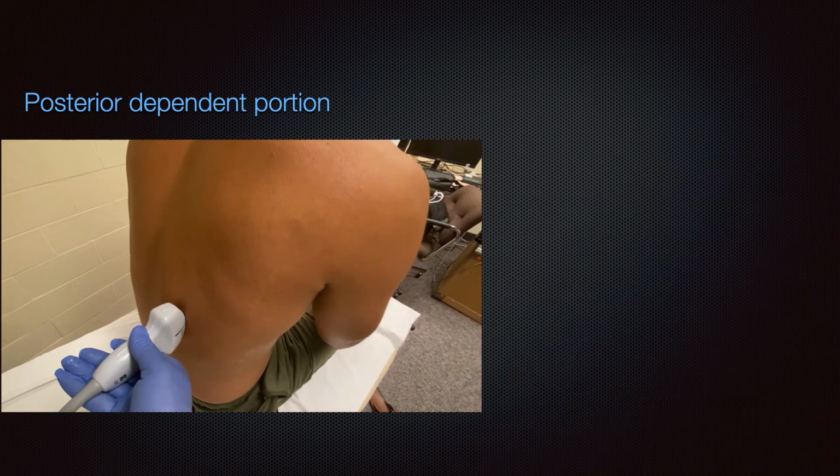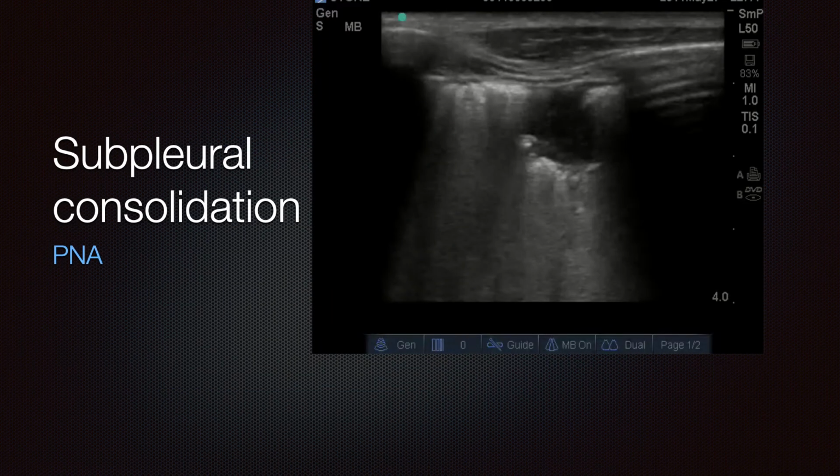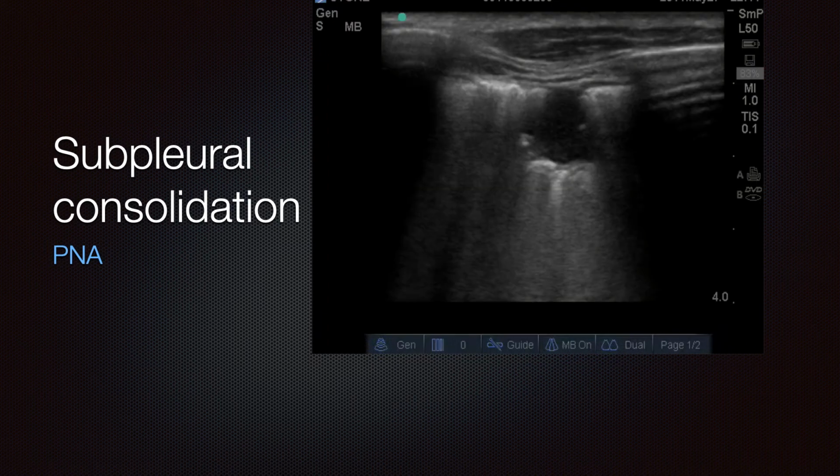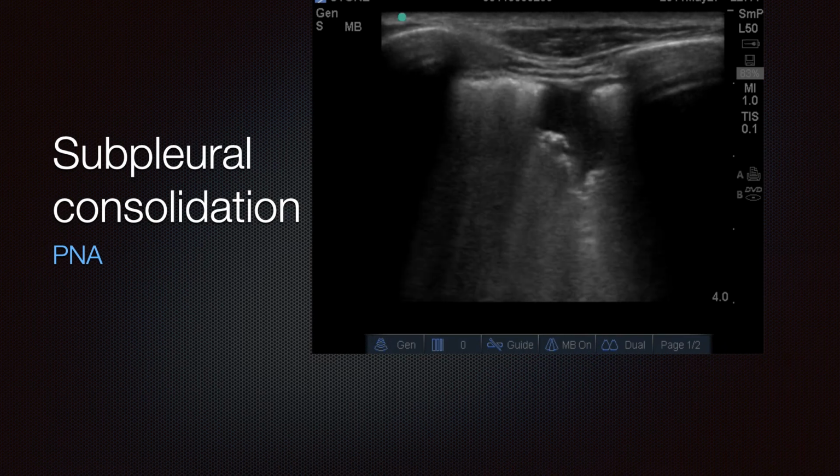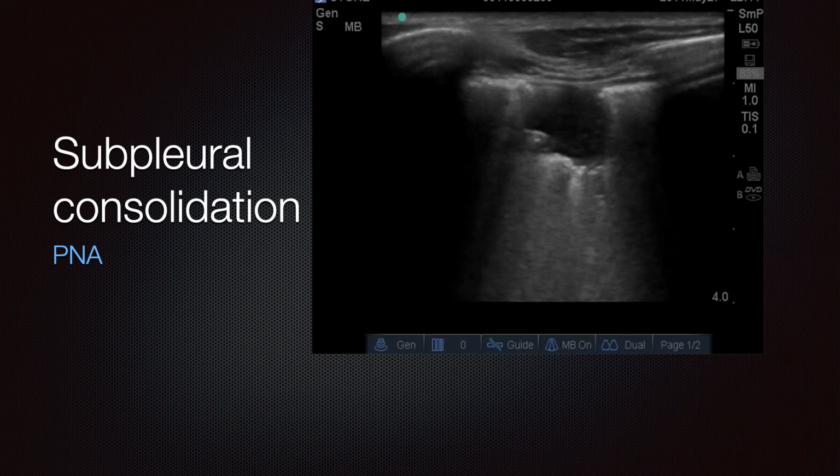You find the liver down here and then come up from that. You'll also see examples of subpleural consolidation. This is an example of a pneumonia. So here's the pleural line that's real jagged, and then you've got this small subpleural consolidation over here. It's consistent with a focal pneumonia, but not completely consolidated. There you can see the pleural line. It's just below the pleura.